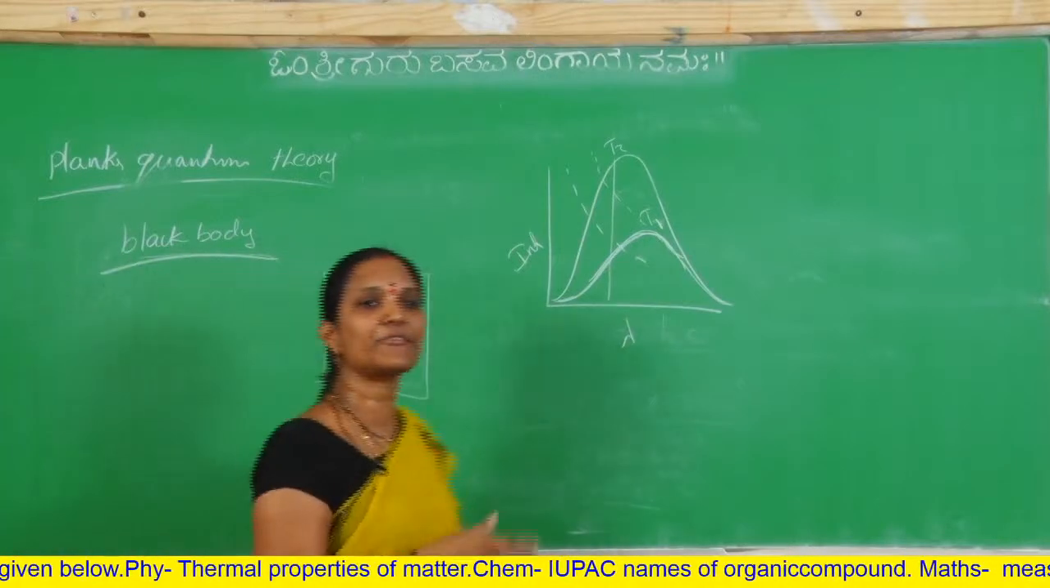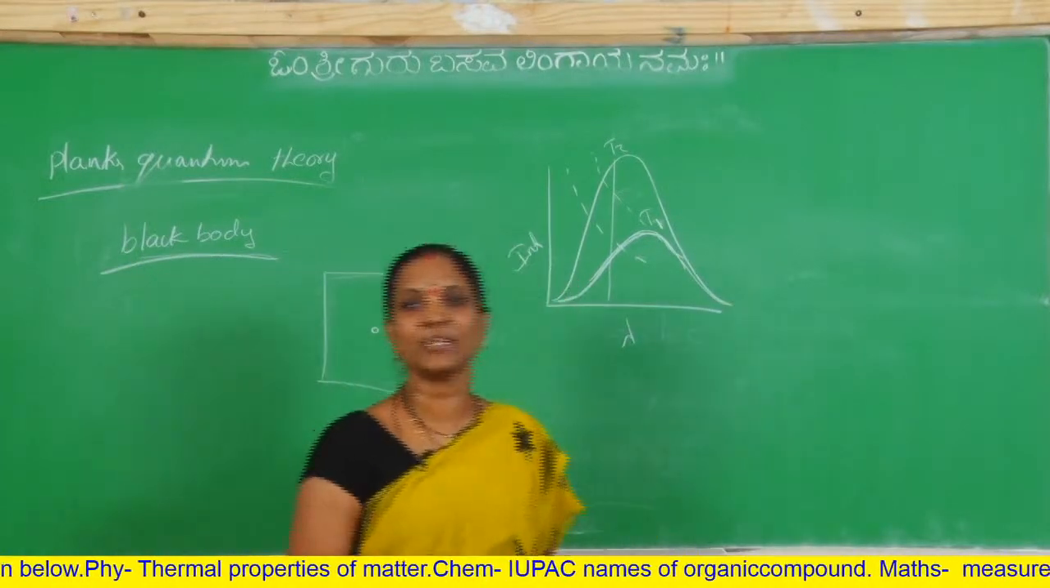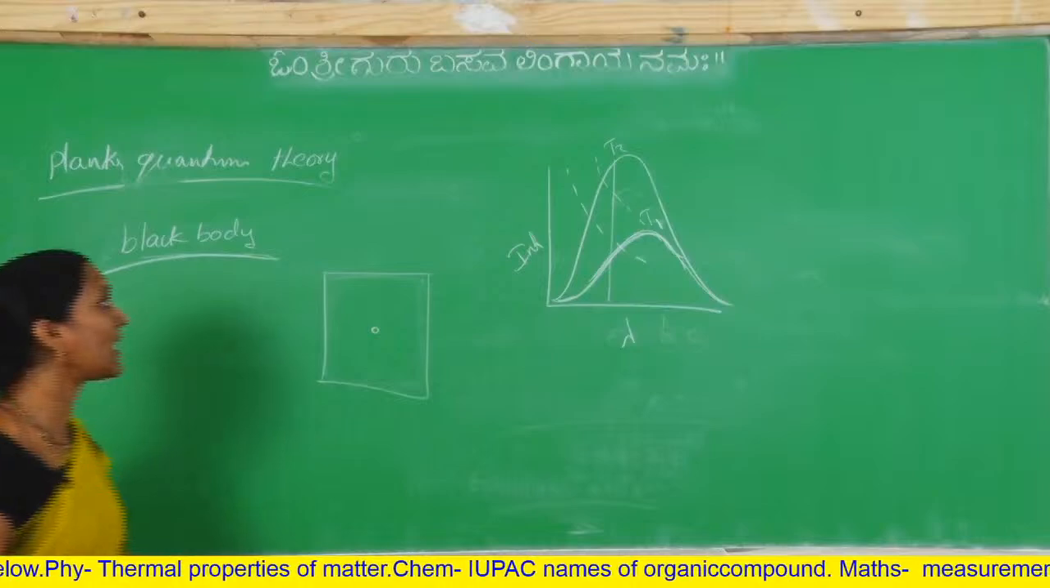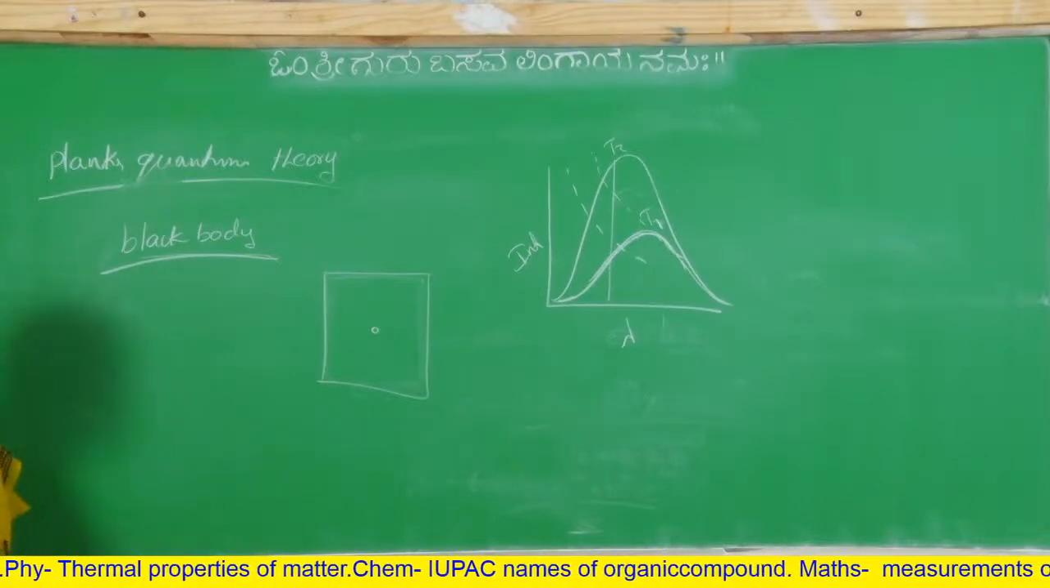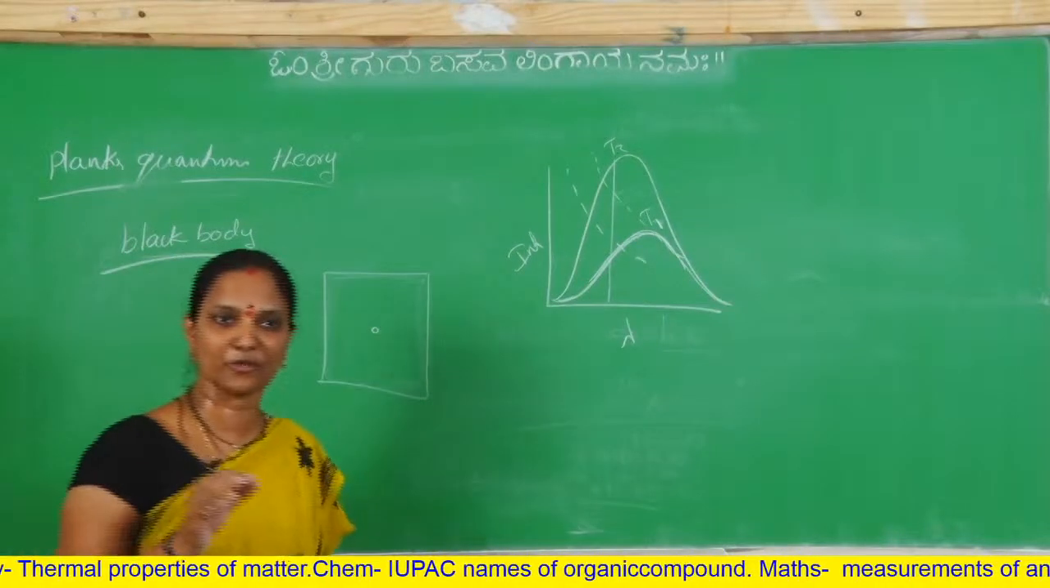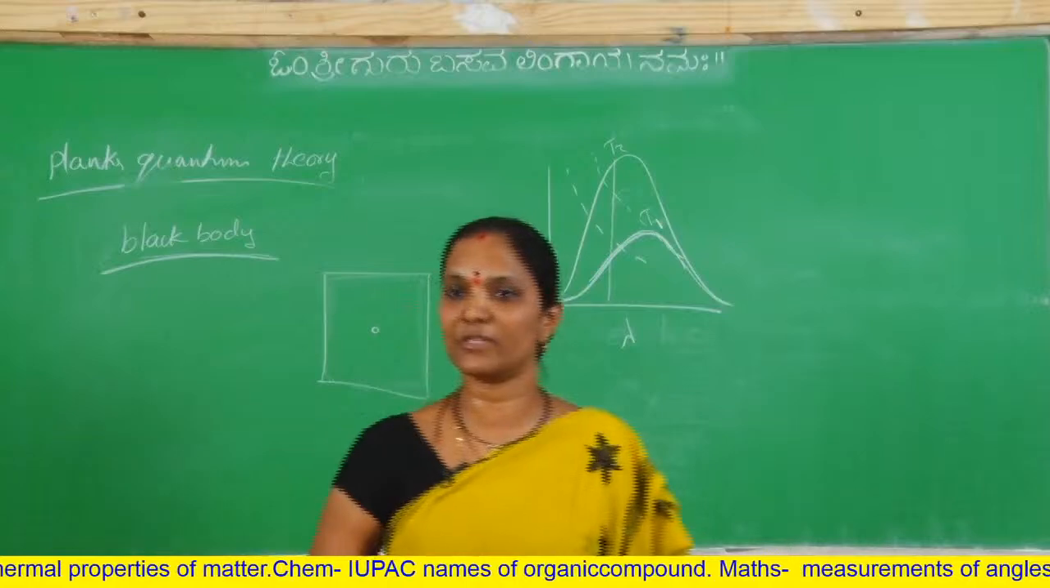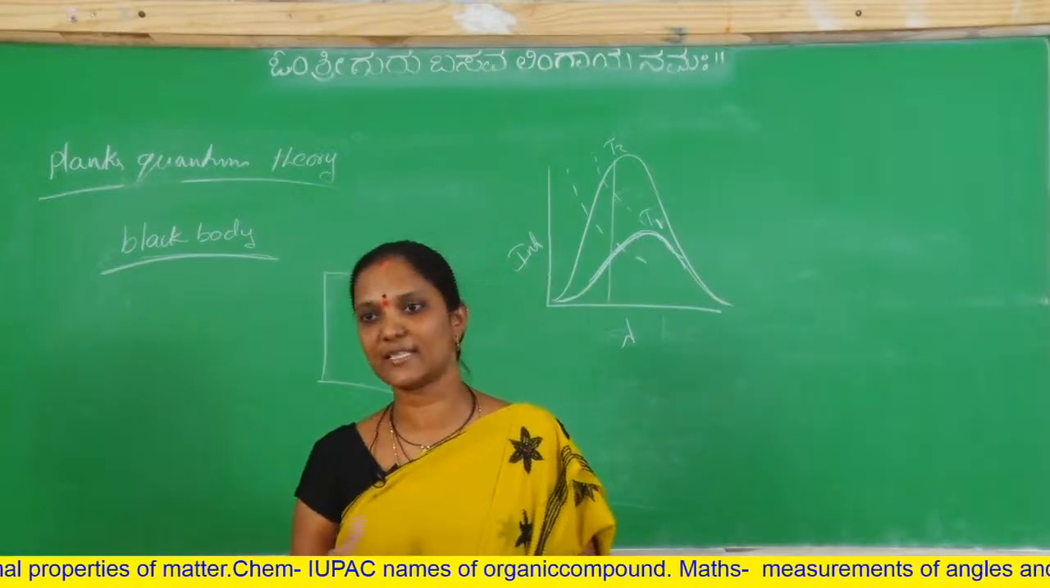This is the graphical representation for that explanation, the black body. Planck explained the nature of the black body. A black body is a perfect absorber and perfect emitter of all radiations. That is the black body.